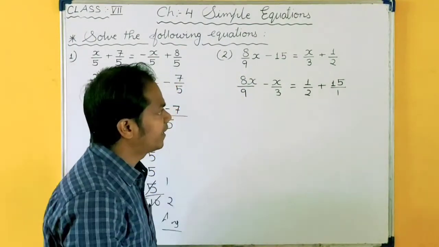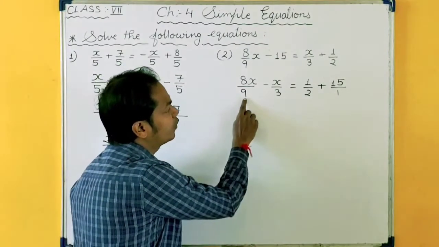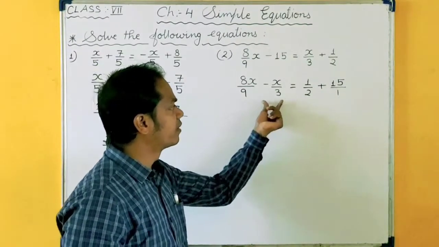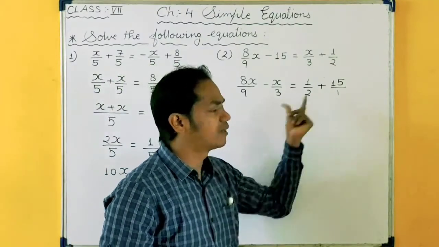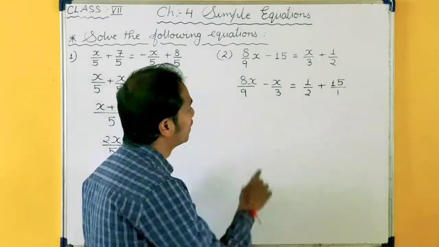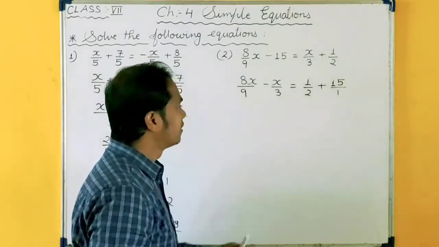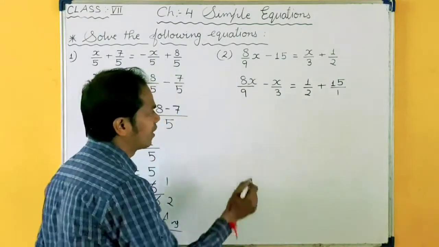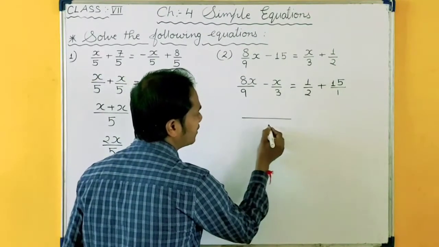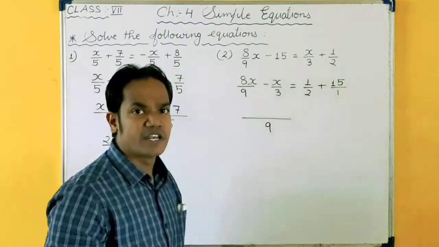Now next step. In the next step what do you have to do? You have to take LCM. See, here the numbers are different: 9 and 3, 2 and 1. That means you have to take LCM. So what is the LCM of 9 and 3? The LCM of 9 and 3 is 9. This step is very important.